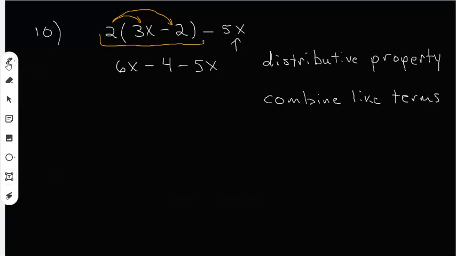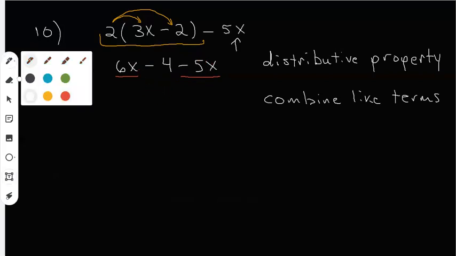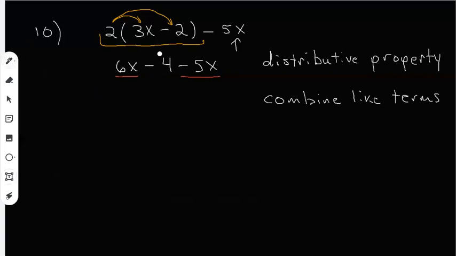Well, let me switch my colors to red. Notice that we have a 6x and a negative 5x. They both end in the same variable, right? That means that they are like terms. I can combine them, right? But the negative 4 in the middle, it's not going to combine with anything since there's no other regular number to combine with. So I'm just going to bring that down to the final answer. But we'll do that a little bit later.